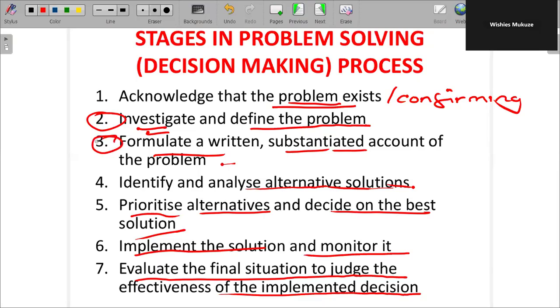You formulate the written account of the problem. And then you identify and analyze alternative solutions. And then you prioritize alternatives and decide on the best solution. And then number 6, you implement the solution and monitor it. And then lastly, you evaluate the final situation to judge how effective the alternative that you have chosen and implemented is.